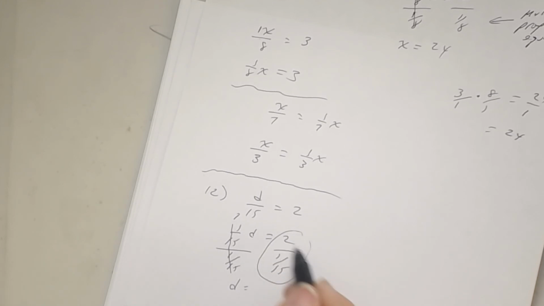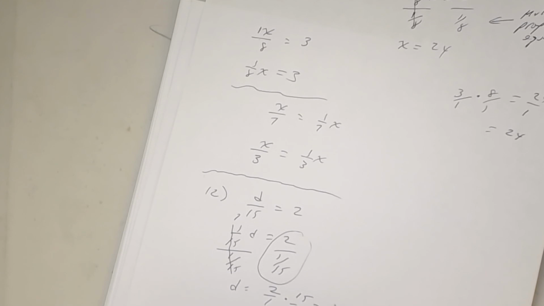Now how do you deal with this? What do you write? 2/1 or 2, does not matter, times what? 15/1. So what's the answer? 30. The answer is 30.